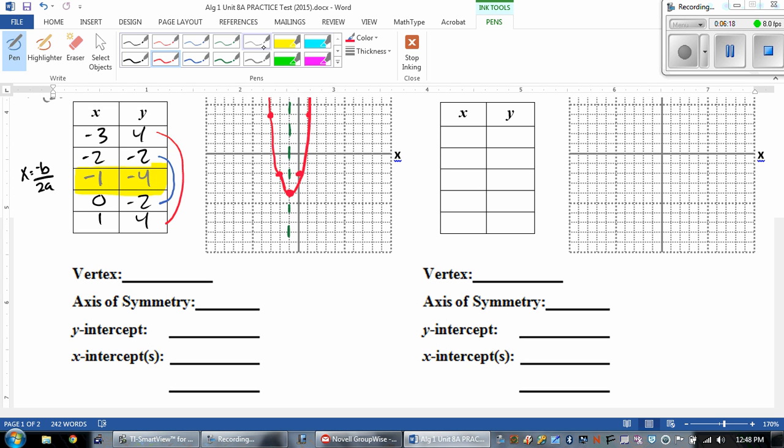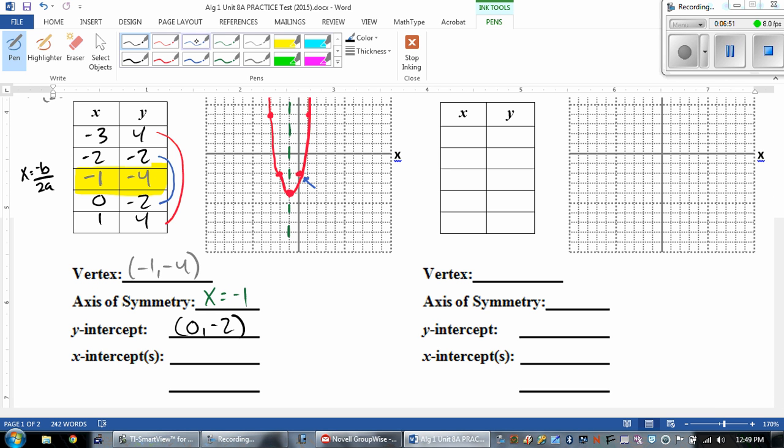So our vertex, well, we know what the vertex is. That's the point -1, -4. The axis of symmetry goes through the x point, so it's x equals -1. We can see the y-intercept here. The y-intercept is where it crosses the y-axis, and that's one of our points, which is 0, -2.